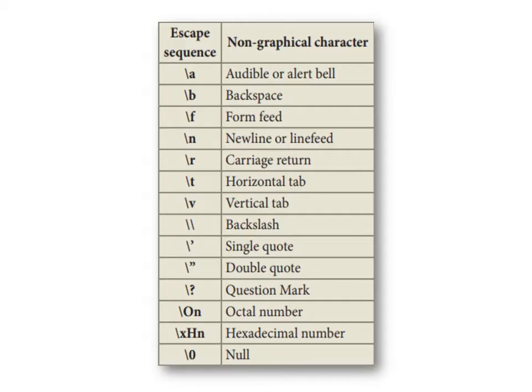These are some of the non-graphical characters. The most common ones that we're going to see most often are \n, \t, and \0. \n is new line or line feed. That means if you want statements in the form of a list, line by line, we use \n, which represents the next line. \t represents the space between two statements, horizontal tab, and \0 is the end of the string, that is the null value.